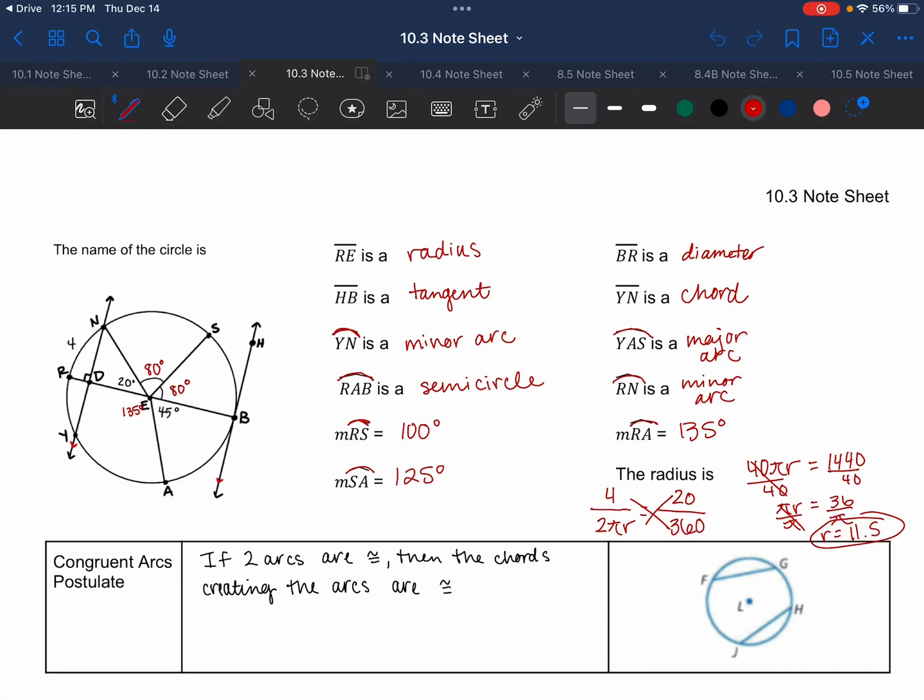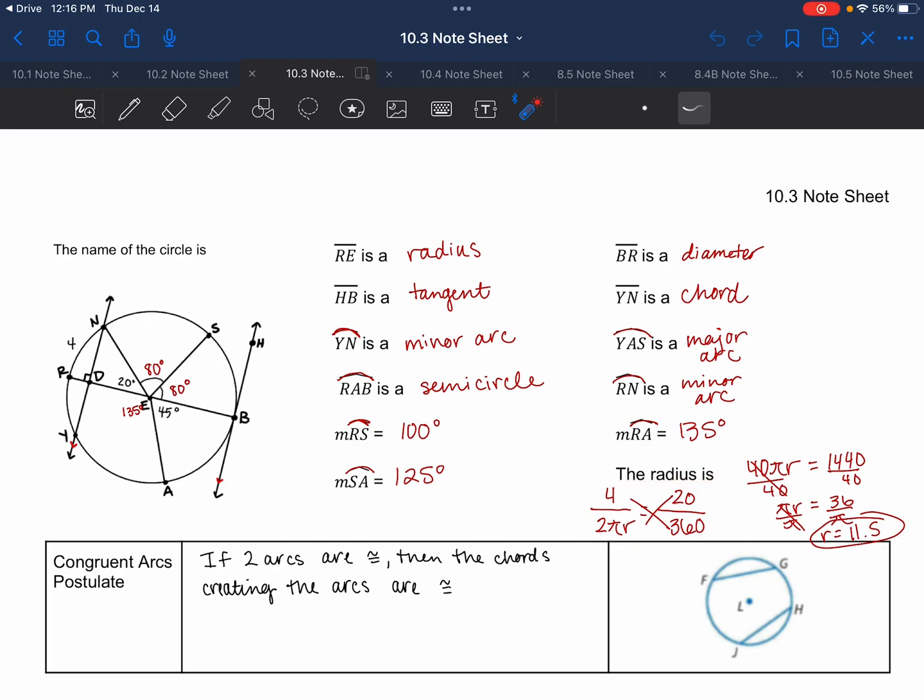All right, this is 10.3 where we're talking about arcs and chords. This first section here is review of 10.1 and 10.2. I'm just going to walk you through how I found the radius of the circle.